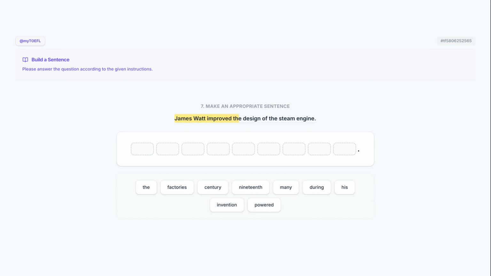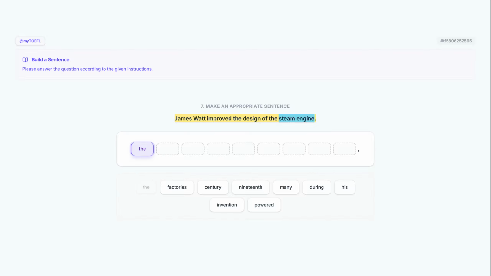James Watt improved the design of the steam engine. The context focuses on James Watt's improvement of the steam engine. It is logical to expect the subsequent sentence to explain how this specific invention was utilized or how it impacted the industrial landscape. Now, let's arrange our scrambled words to form the correct sentence.